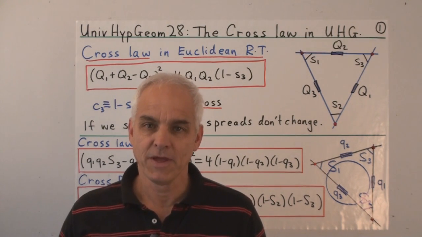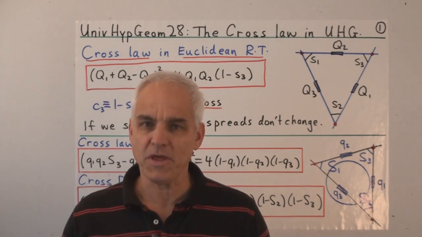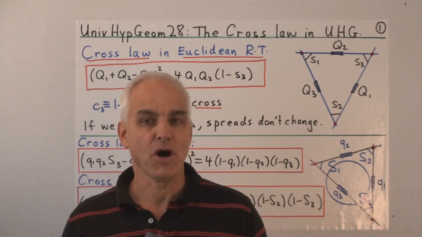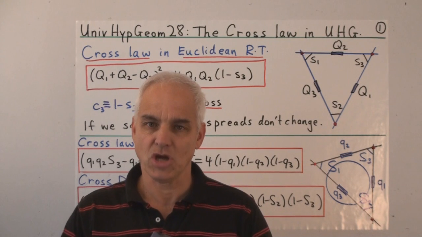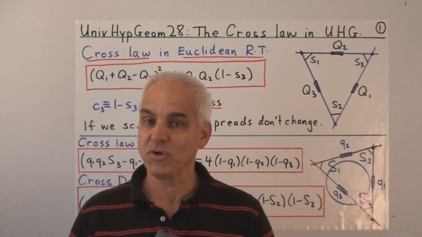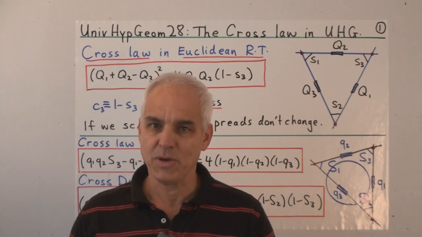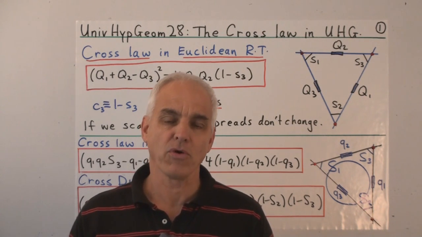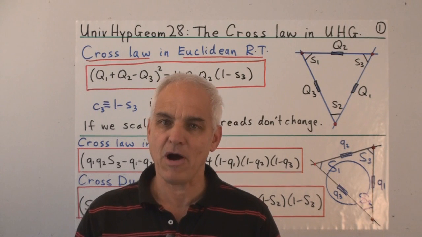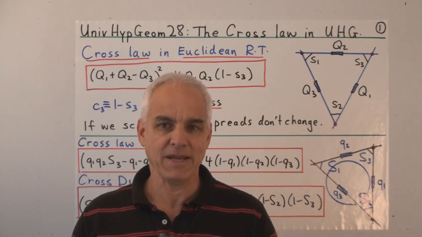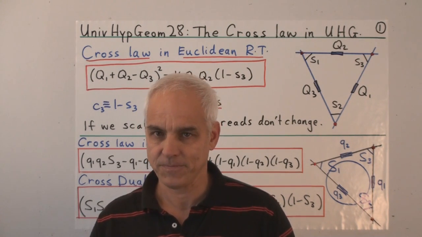I'm Norman Wildberger, and today we're going to deal with the fourth and final of our main laws of trigonometry in hyperbolic geometry. After we've proven this cross law, we will have possession of four really important theorems in geometry, and we'll see that they're very powerful tools allowing us to do many interesting things.